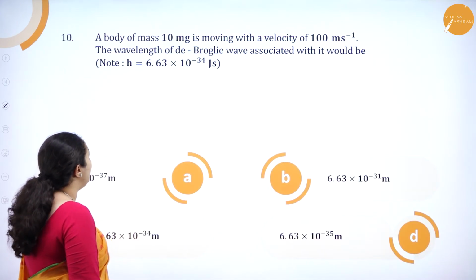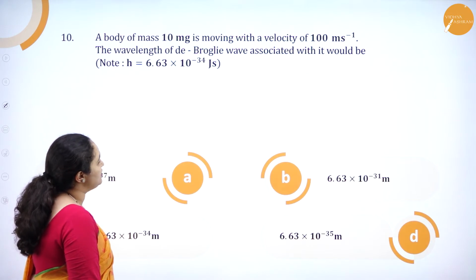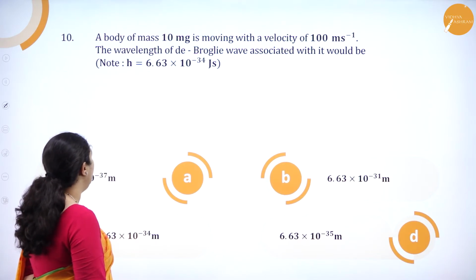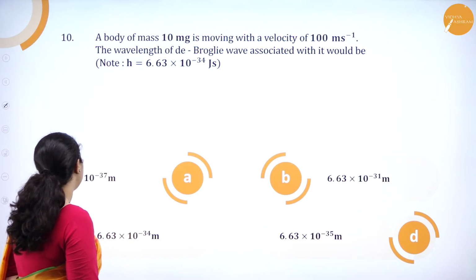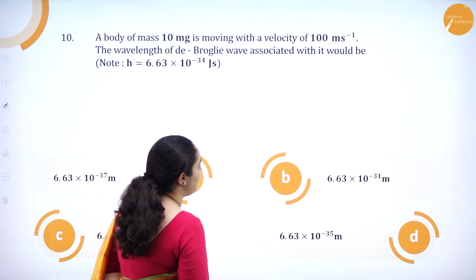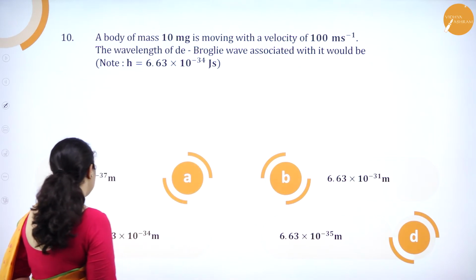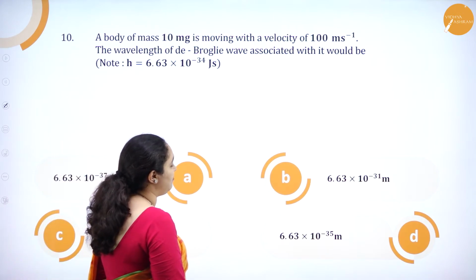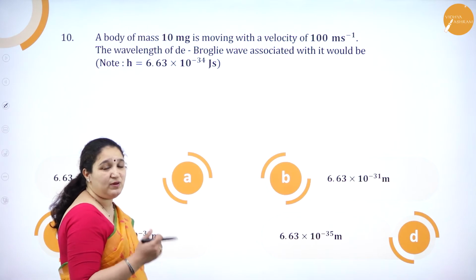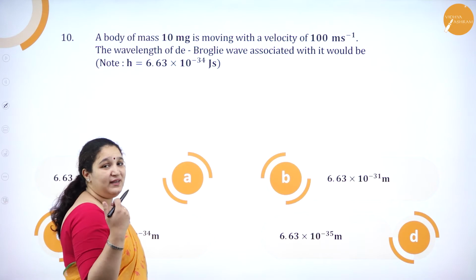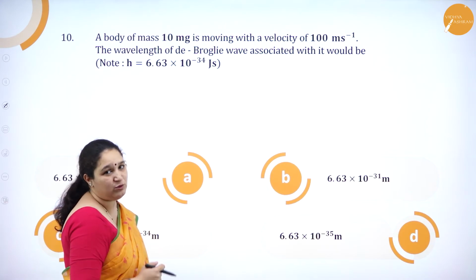A body of mass 10 milligrams is moving with a velocity of 100 meters per second. The wavelength of the de Broglie wave associated with it would be, note H value is given, 6.63 into 10 power minus 37 meters, 6.63 into 10 power minus 31 meters, option C 6.63 into 10 power minus 34 meters, option D 6.63 into 10 power minus 35 meters. So from the answers you can understand 6.63 is the sure answer. Only the power of 10 is what we have to take care of.